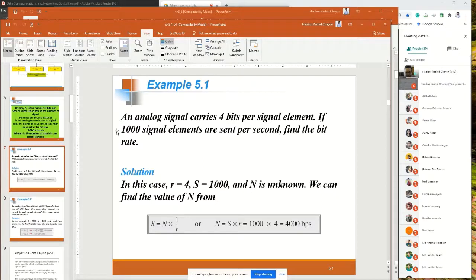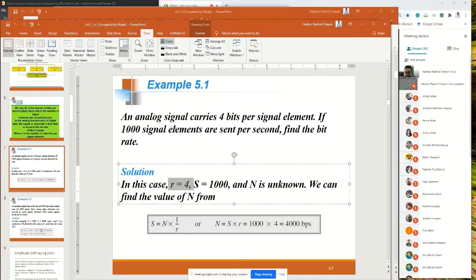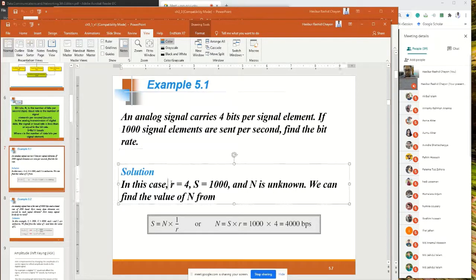Fine. So let's look at two very simple math problems. The problem says that an analog signal carries 4 bits per signal element. Here it says bits per signal element. That means this is small r, so r is 4. And if 1000 signal elements are sent per second, that means S is 1000. Right? So we need to find out what the bit rate is. Very simple. R equals 4, S equals 1000, so it is easy to find out N.